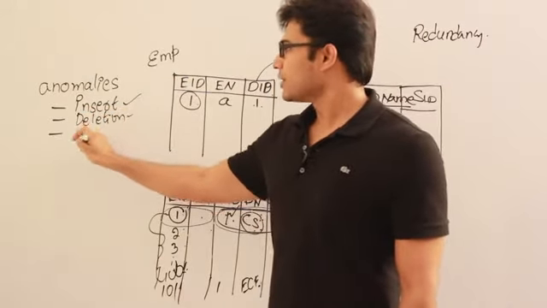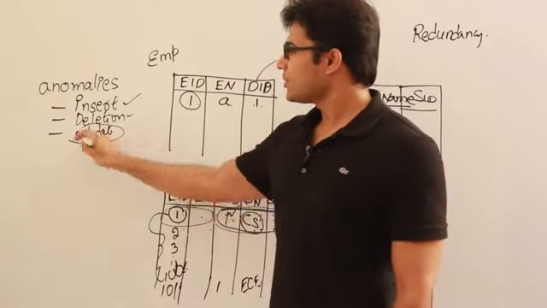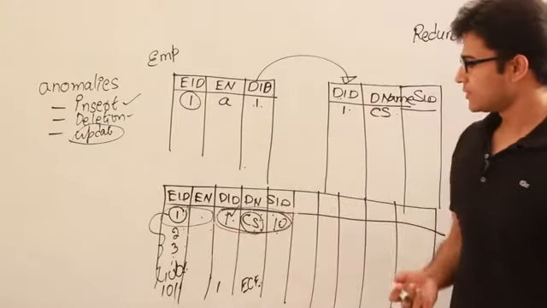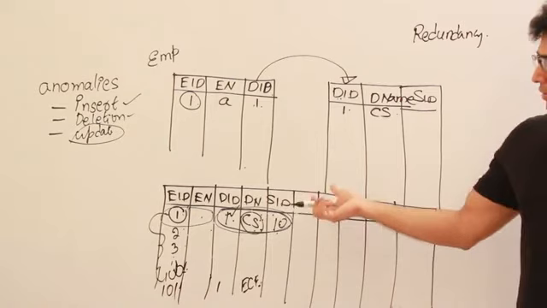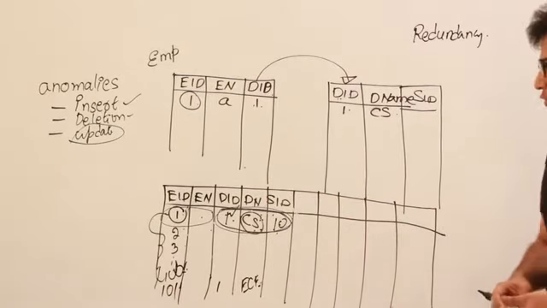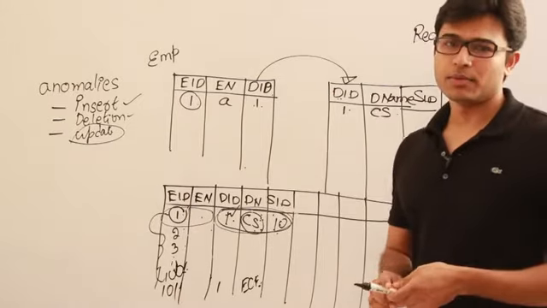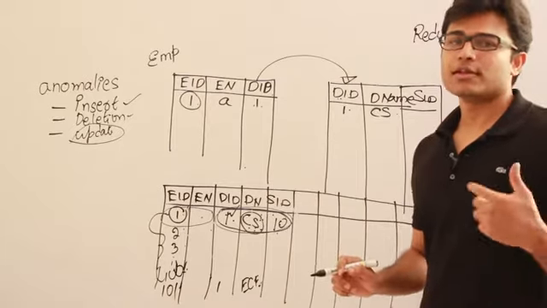And then update anomalies, which means modification. Update anomalies means whenever you try to update some entry, that might create a problem. For example, let us say you wanted to change the name of department number 1. From the computer science department, you wanted to add something to the name of it.